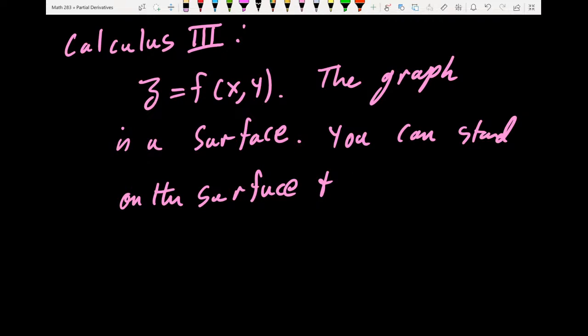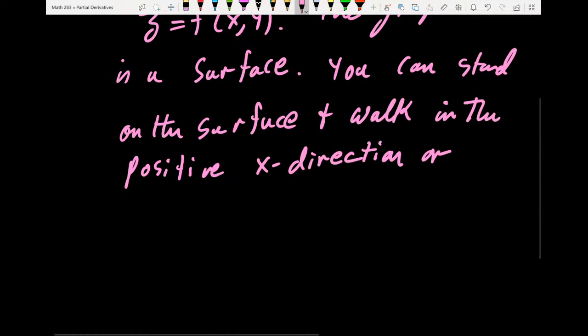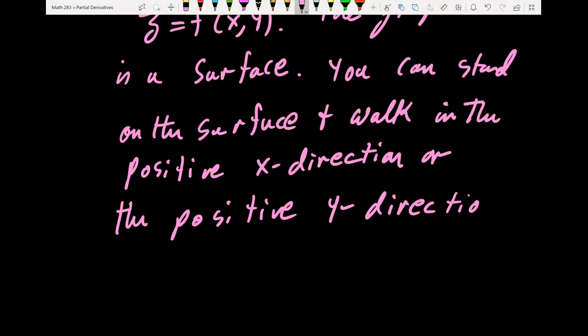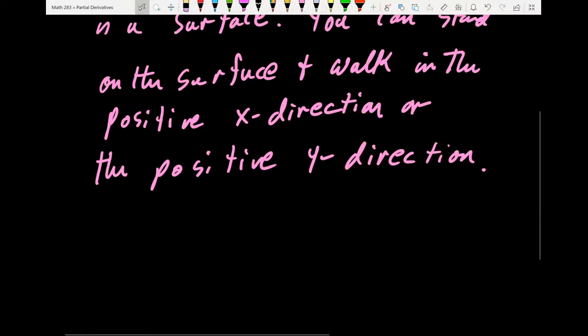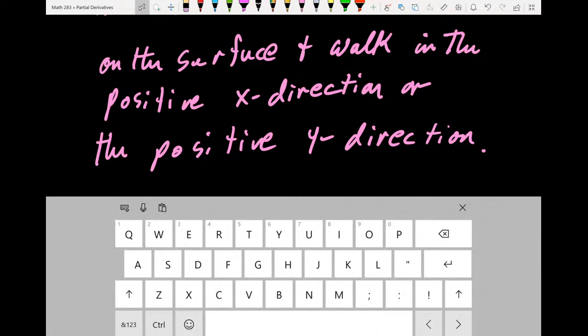And walk in the positive x direction or the positive y direction. So let's look at the definition of that.